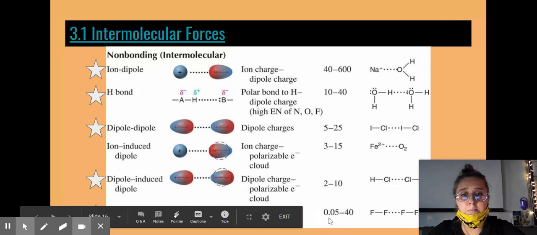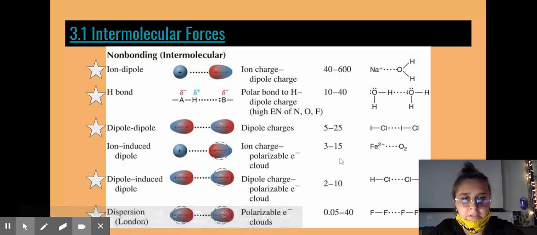You can see it can be your weakest type of force, but depending on the size of the electron clouds, if you've got really large electron clouds for your atoms, you can actually have a great deal of force between your nonpolar molecules. And that can actually lead to a stronger force than dipole-induced dipole, ion-induced dipole, dipole-dipole. It can come all the way up to hydrogen bond level strength.